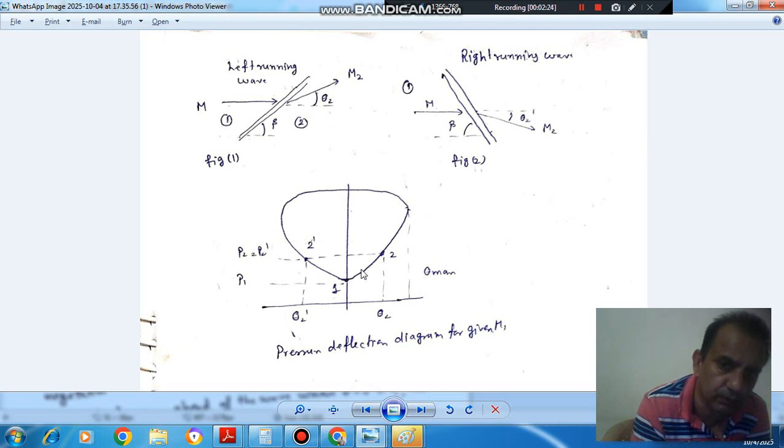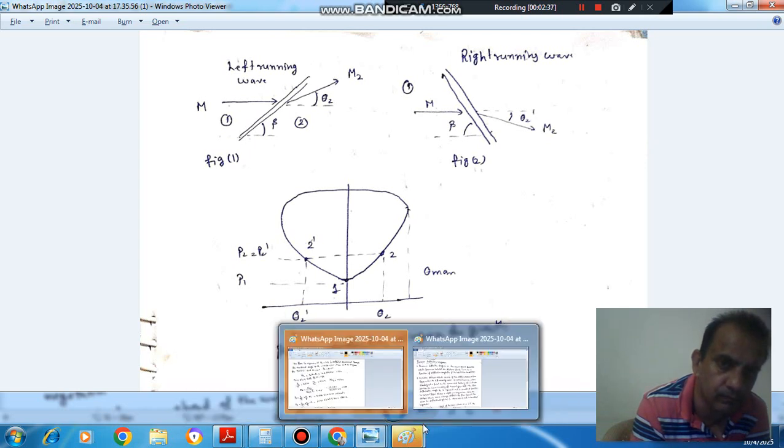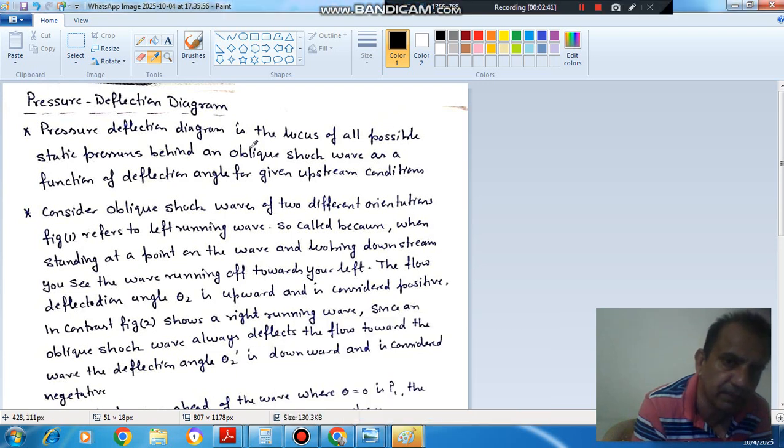So this is for the left running wave because theta is positive, and this is for the right running wave. So we will get this pressure deflection diagram. I am reading it out for you. Pressure deflection diagram is the locus of all possible static pressures behind an oblique shock wave as a function of deflection angle for given upstream conditions.